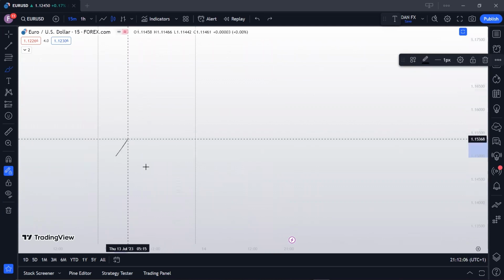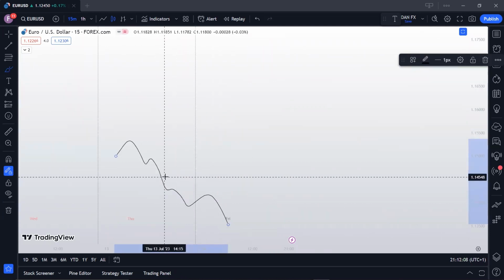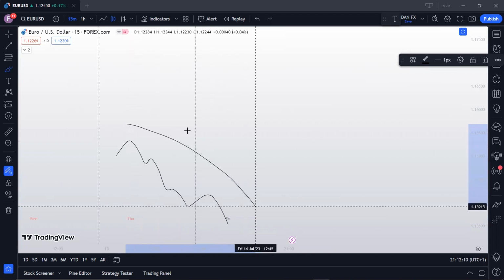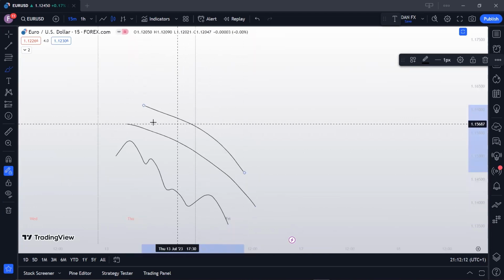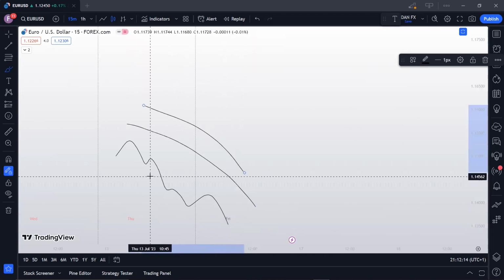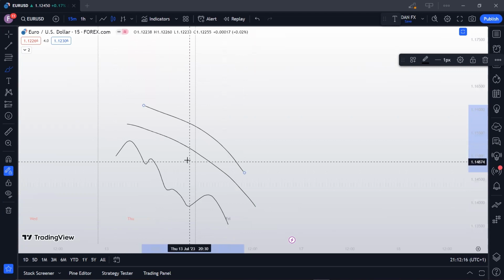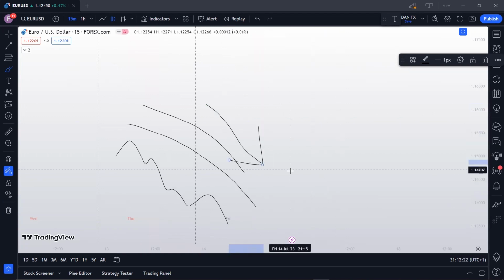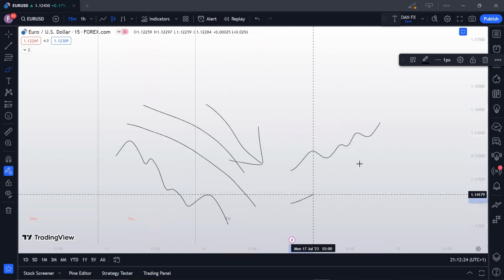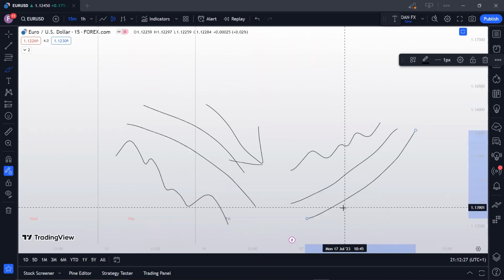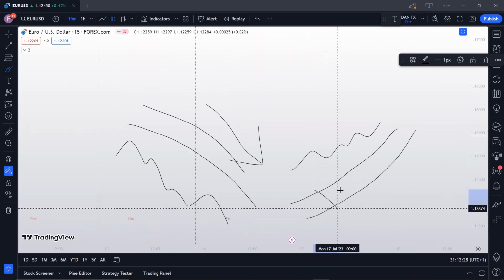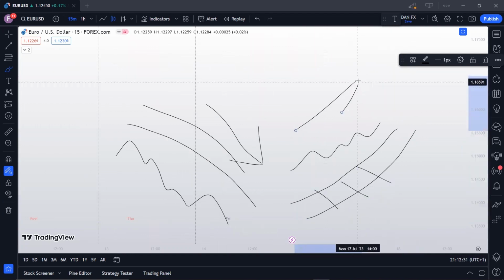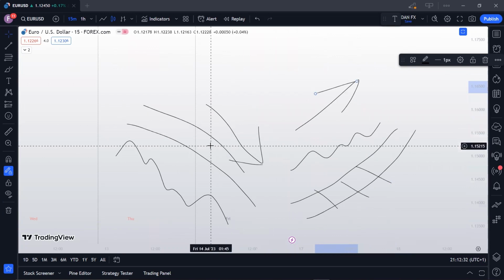So if price is all the way like this, and the moving averages are above price, sorry about that, the moving averages are above price and price is below the moving averages, that means the market is trending to the downside. And if the market is like this, and the moving averages are below price, that means price is in an uptrend. It's very simple. If price is below the moving averages, price is in a downtrend.